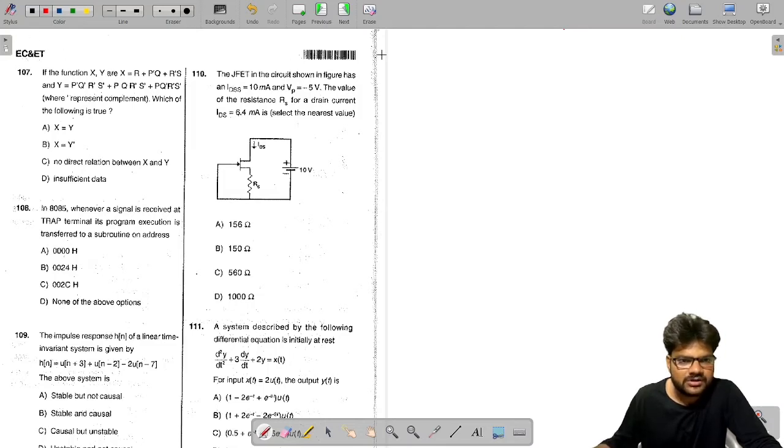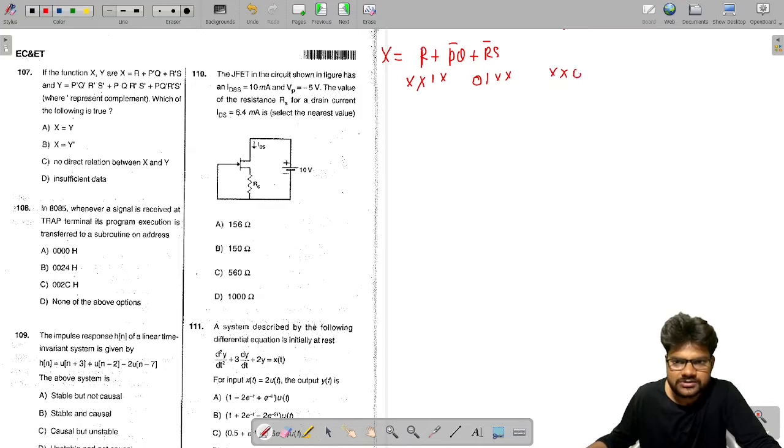So let us find out x we are given, r plus p bar q plus r bar s. Okay, let us find out its minterms. So p q are not given, don't care. R is given 1 and s is not given, again don't care. So p q again 0 1, r s don't care. Here p q don't care, r is 0, s is 1. So here 3 don't care are there, so we will have 8 possibilities.